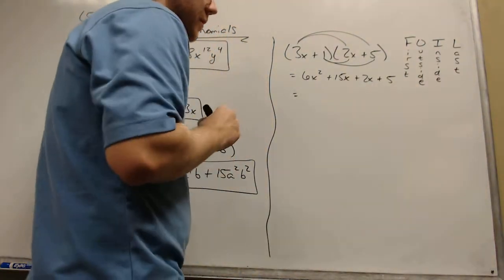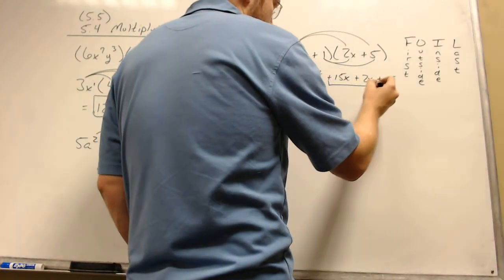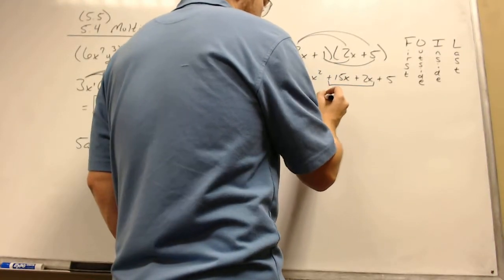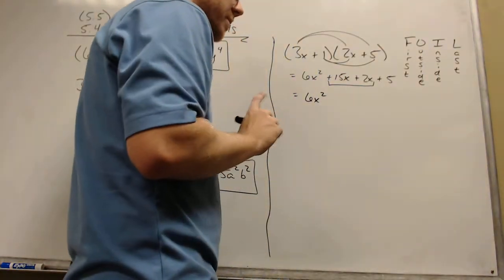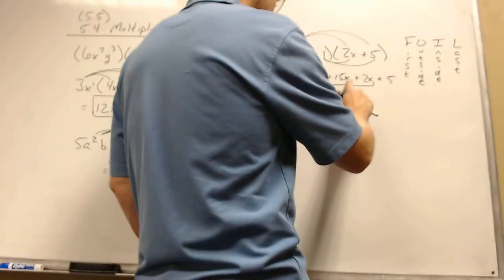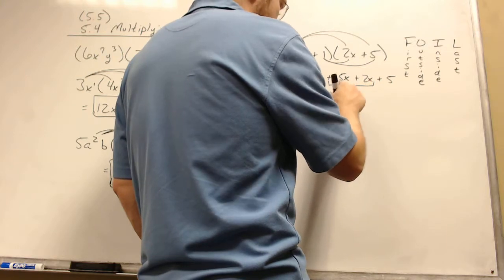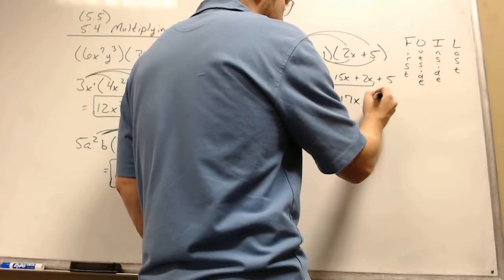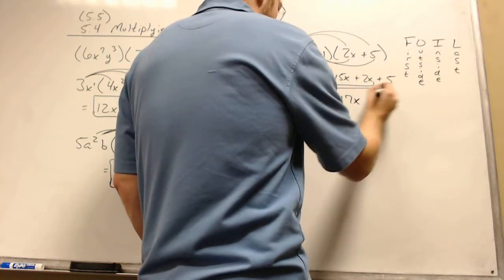Right, when we do this FOIL process, we'll generally have two like terms in the middle, 6x squared. And remember, when you're adding, you're looking for like terms, and when you find them, you just add the coefficients. You're not changing the exponent again. This is just 15 plus 2. I have 17x plus 5, and I'm done.